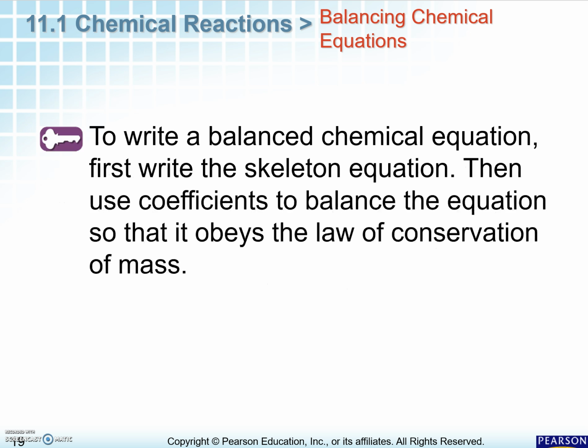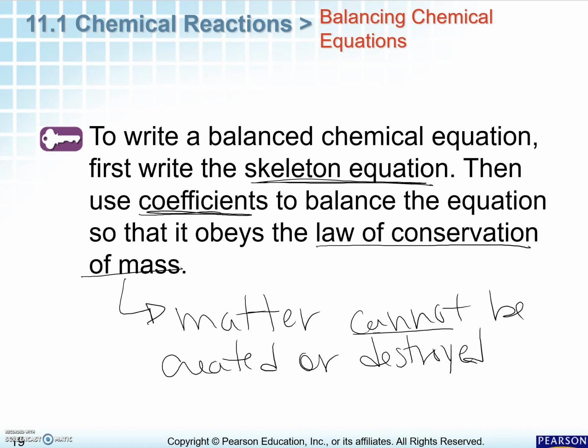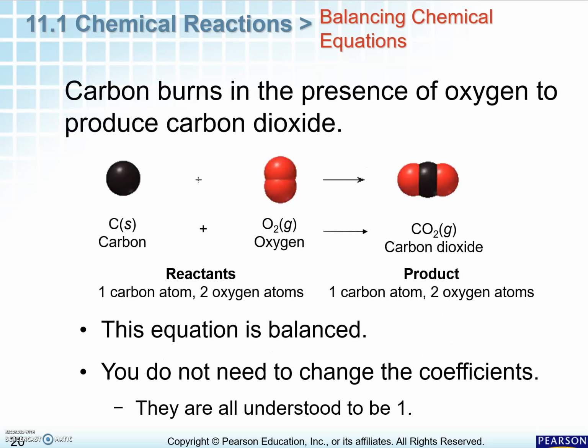So to write this balanced equation, you want to first write the skeleton equation, just like we learned in the last PowerPoint. Then you're going to use something called a coefficient to balance that equation, so that it is going to obey the conservation of mass. And that just states that matter cannot be created or destroyed, so that we are going to have the same number of elements on the left side as we do on the right side.